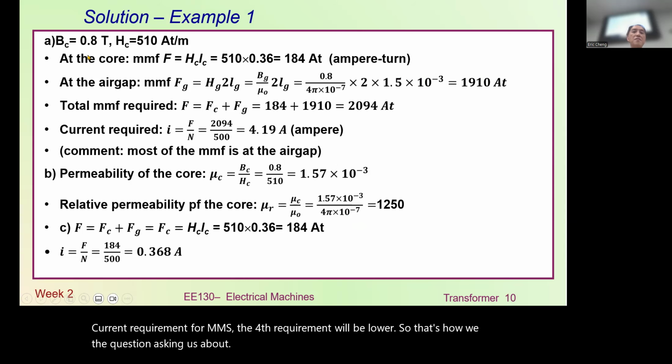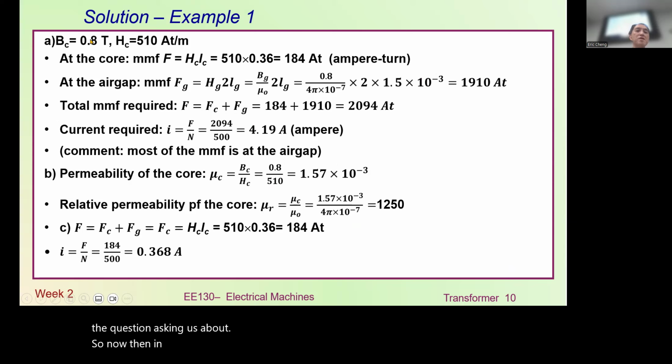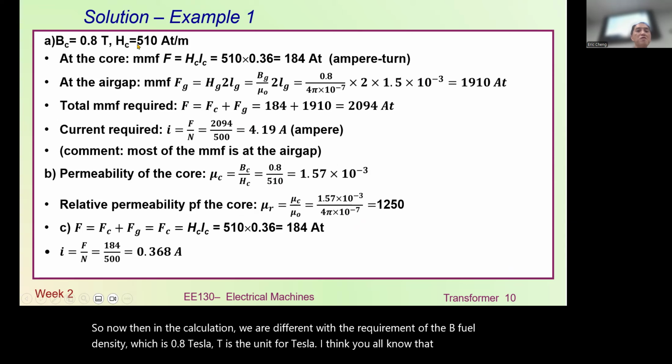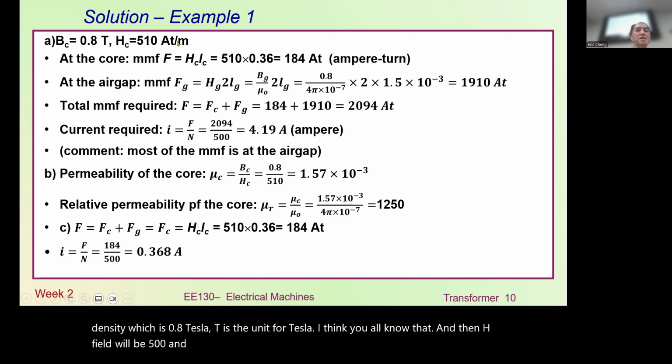Now in the calculation, we are given the requirement of the B field density, which is 0.8 Tesla. T is the unit for Tesla. I think you all know that. And then the H field will be 510 ampere per meter. So you can see that the unit here is the T.